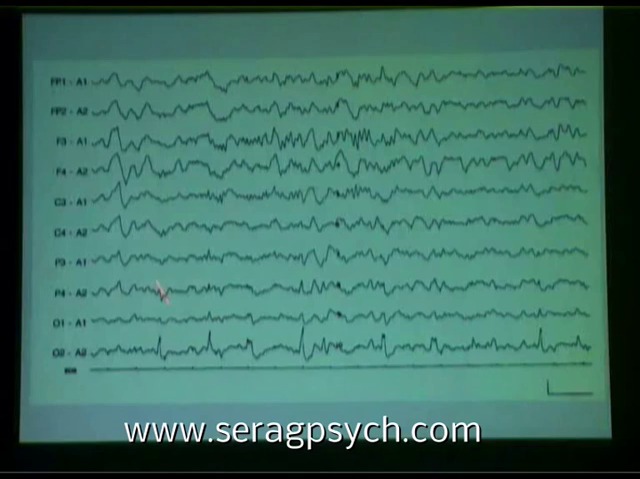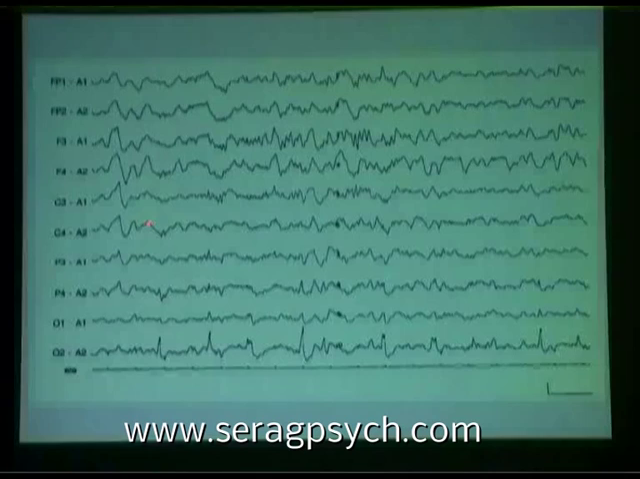First of all, the V waves are pretty symmetrical. They're not very good looking V waves. They're kind of broad. Usually they're much narrower and sharper contoured than this. Whether that's an abnormality or just a curiosity, I'm not sure.